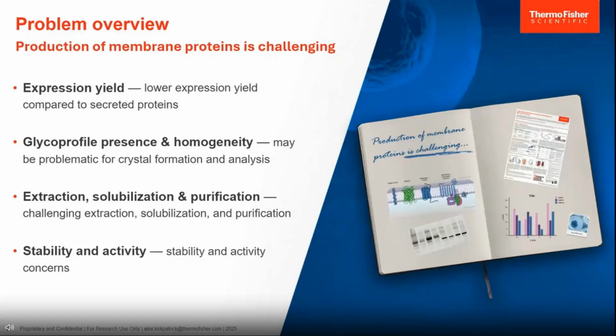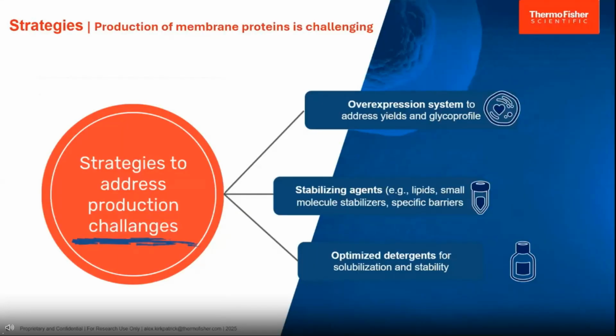And while there is not a standardized solution to membrane protein production, there are some best practices to improve successful outcomes that hopefully help you obtain higher quantity of usable protein. Some strategies for successfully producing membrane proteins include choosing the right expression system, using stabilizing agents and optimized detergents, all which we will touch on today.